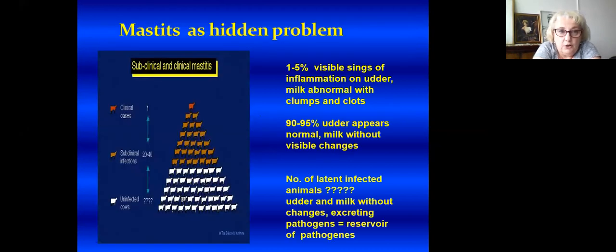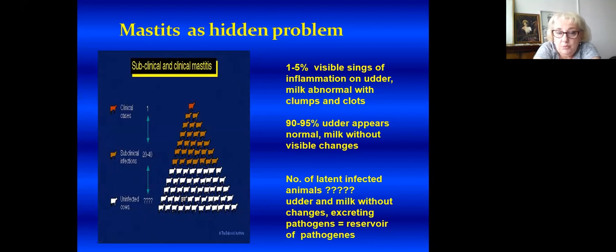The picture is well known in our topics. Mastitis is a hidden problem because that is a problem. 1 to 5% of all mastitis animals show visible signs of inflammation on udder or animal. And also there are changes in milk. They're abnormal with clumps and clots. But 95% of ill animals' udder appears normal. There are no signs of illness on animal, and milk is not changed.